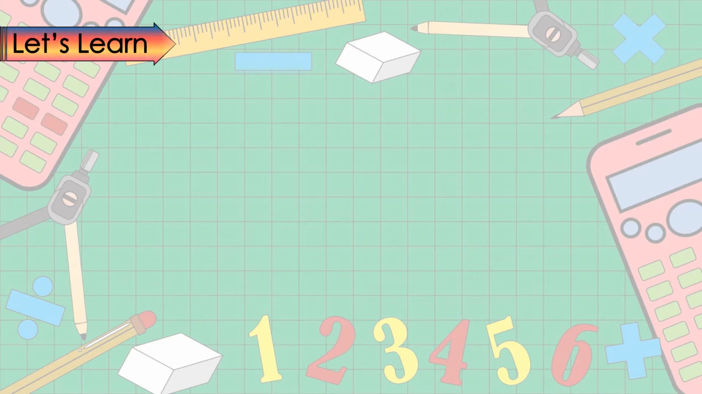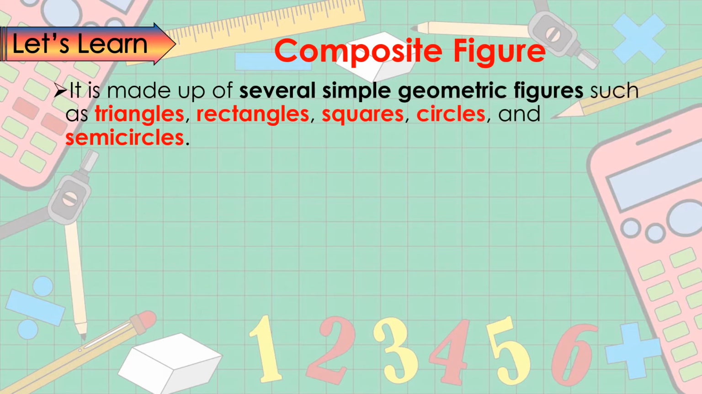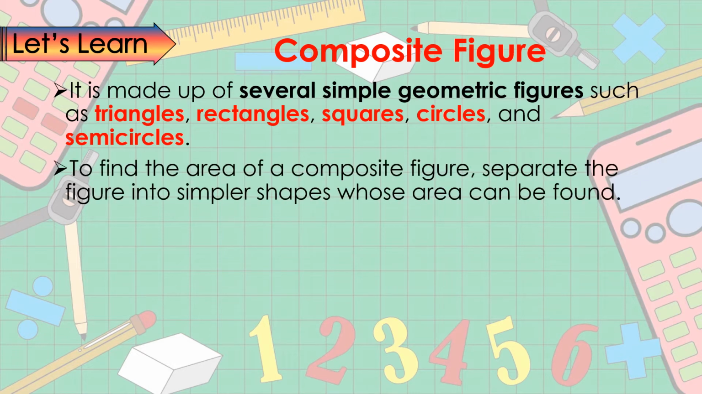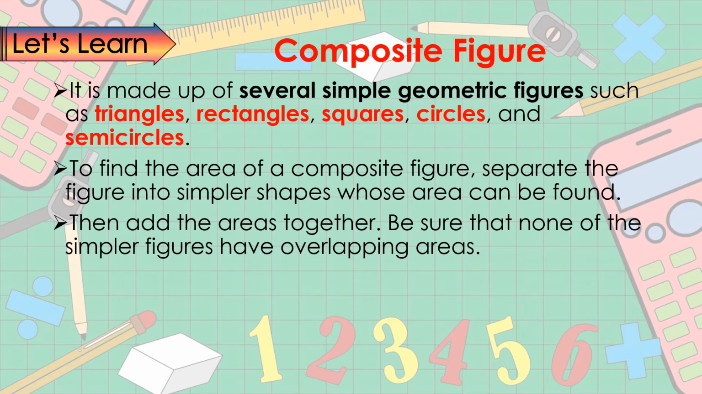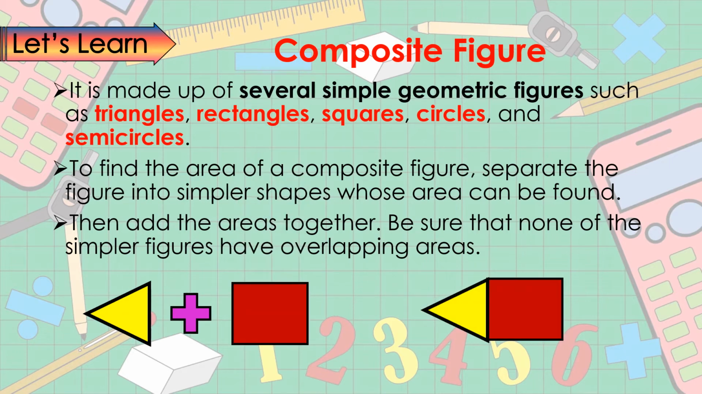Okay, so now let's define what a composite figure is. A composite figure is made up of several simple geometric figures such as triangles, rectangles, squares, circles, and a semicircle. To find the area of a composite figure, separate the figure into simpler shapes whose area can be found, and then add the areas together. Be sure that none of the simpler figures have overlapping areas. So here is an example of a composite figure.